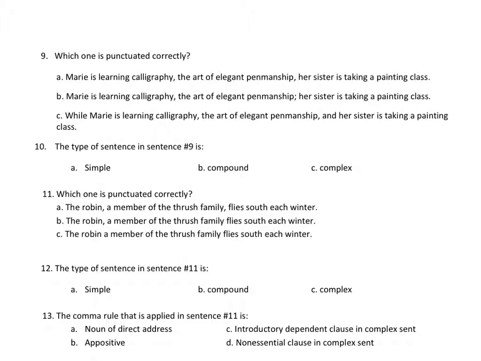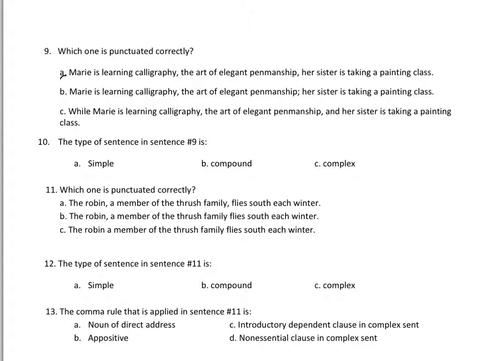Okay, this is a tough one. B is the correct answer, and the reason is because you definitely need a comma here because the art of elegant penmanship is an appositive, renaming calligraphy. And normally you put a comma on both sides of the appositive, but you're not going to here because there is a semicolon that needs to be there. So you would never put two pieces of punctuation next to each other.